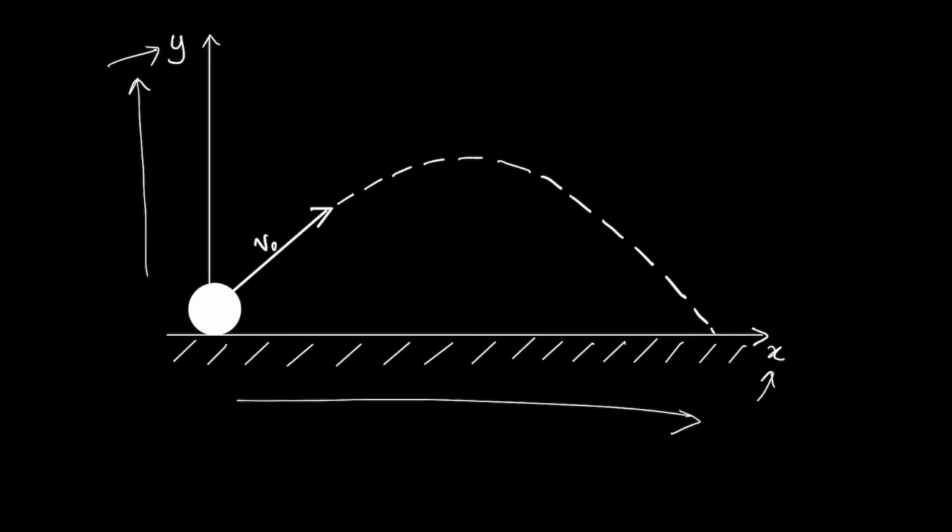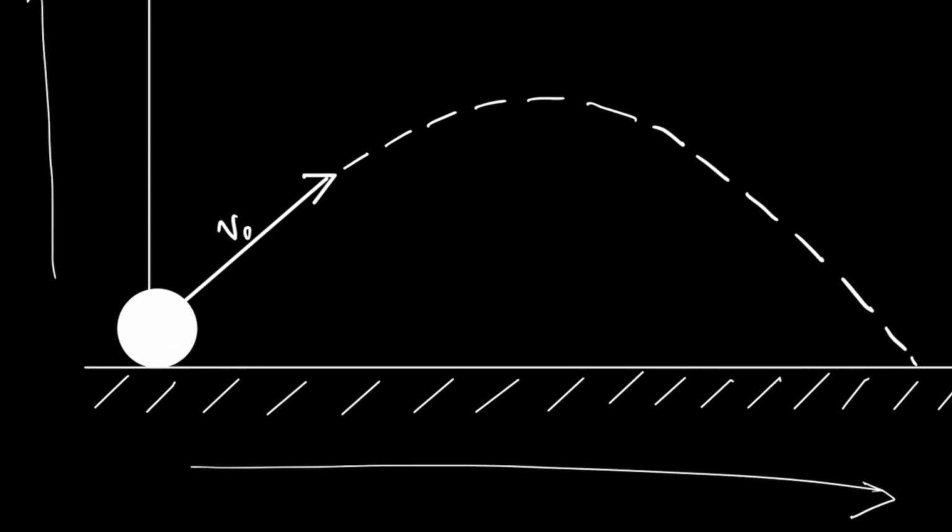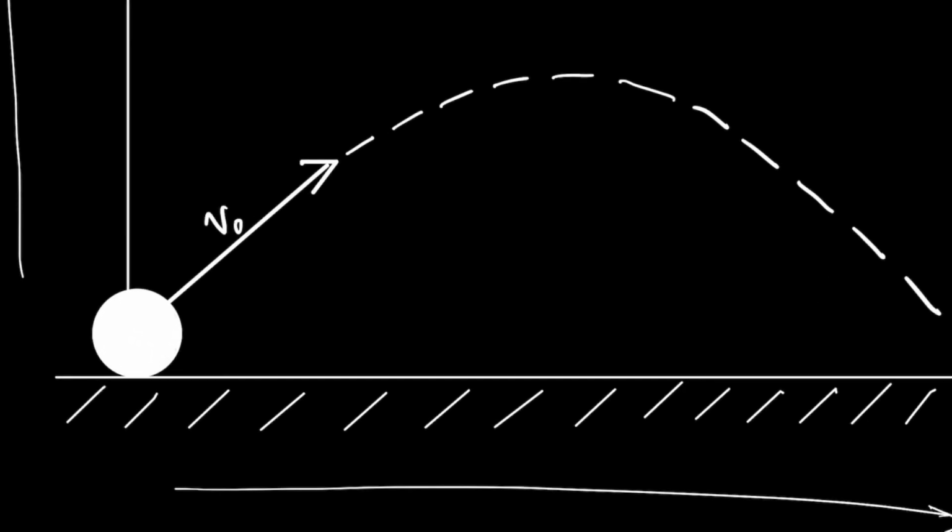Now, in order to look at each of these directions with their kinematics separately, we can separate this initial velocity vector into its two components. Now let's denote the angle between the velocity vector and the ground as theta. Using simple trigonometry, we can work out that the vertical velocity is v0 sine theta, and the horizontal velocity is v0 cosine theta. And this will become very useful to us as we derive some equations.